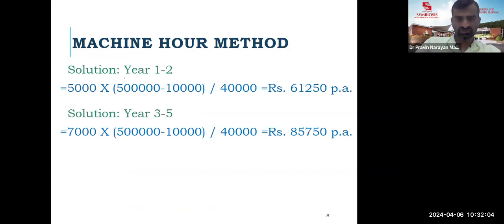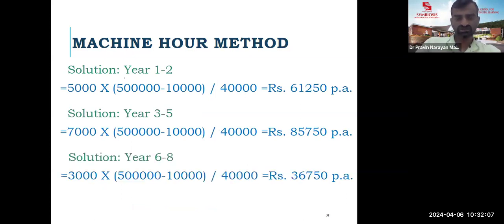Similarly for 3 to 5 years and 6 to 8 years, the value will be derived. So you can correlate that if the usage increases, like here you can say 5,000 hours of usage, and here usage is increased to 7,000 hours, the value of depreciation is increased. If usage decreases, the value also decreases, so depreciation also decreases. I hope you understood that.